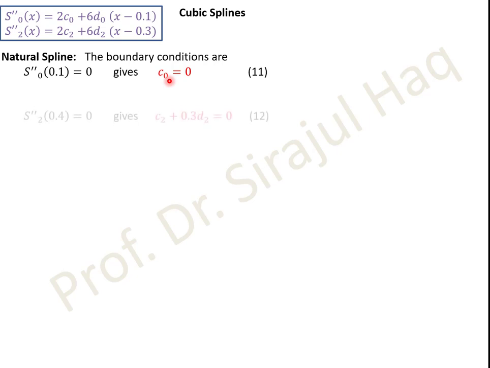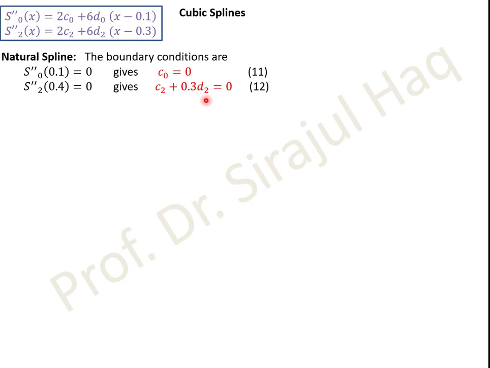And the condition on S2 at xn, which is 0.4 in this case, is equal to 0. When you substitute the value over here, this will become 0.4 minus 0.3, which is 0.1. So 2c2 plus 6 into 0.1 d2 is equal to 0, and let's cancel 2 throughout. So we got two more equations, equation 11 and equation 12.